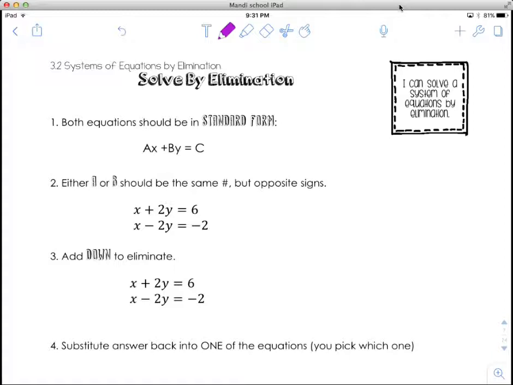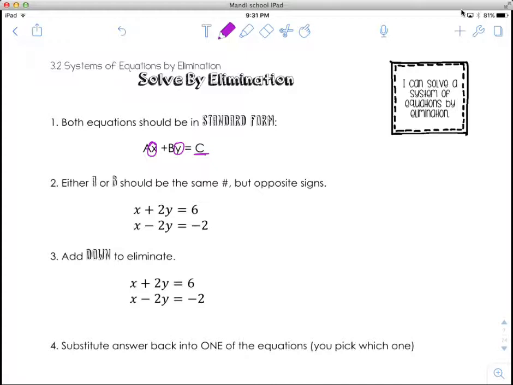Both equations should be in standard form. That means the x and the y are on one side, you have a constant on the other. If that's the case, then you are ready to go with elimination. So let's look at this first example.